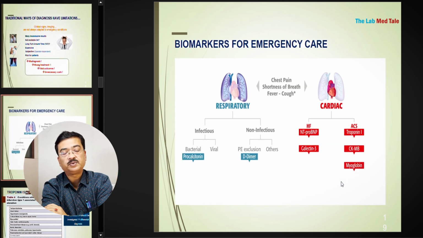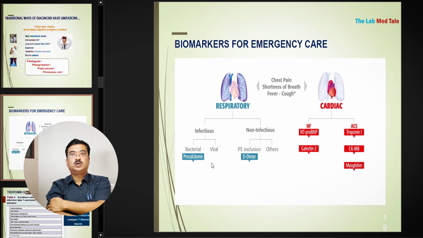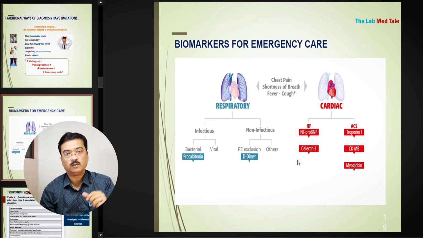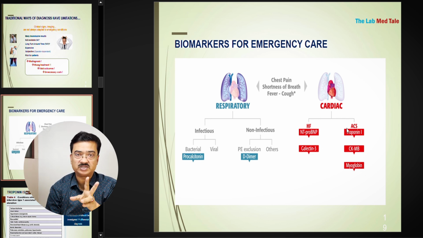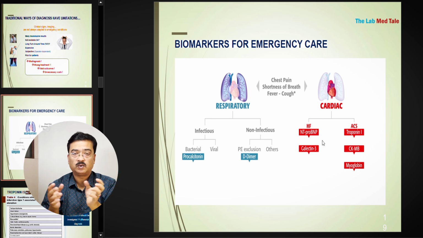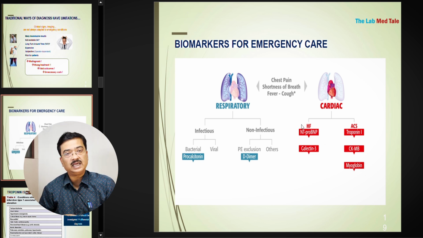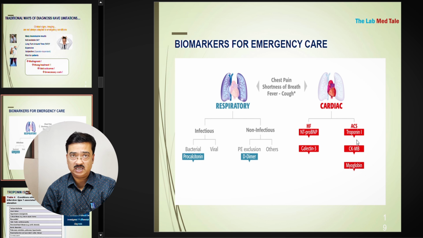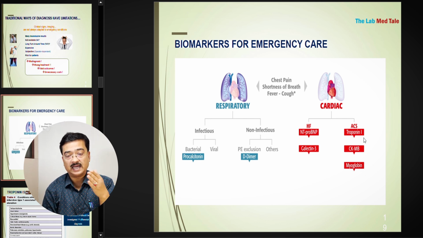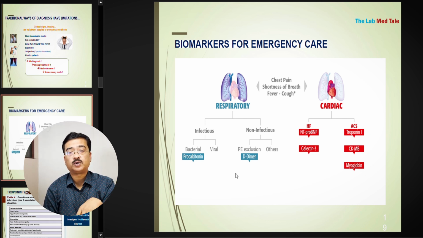Now, the biomarkers we use in emergency care. Emergency care usually has two sections we divide: one is a cardiac section, one is a respiratory section. In the cardiac section we mostly come across two major things: one, heart failure, and the other, acute coronary syndrome or something like MI. So we have two cardinal markers for this. For heart failure, we have NT-proBNP, which I have already discussed in the last slide. And for ACS it is the troponins, cardiac troponin T or I. We prefer cardiac troponin I over troponin T.